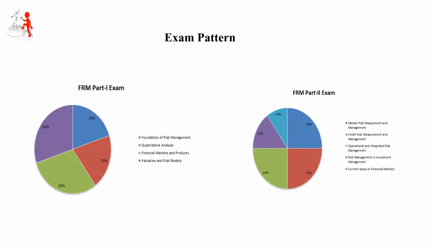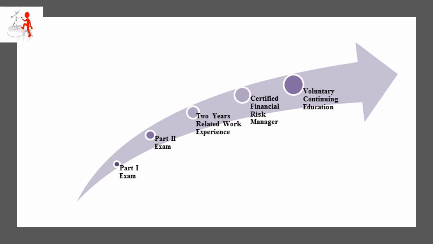Here you can see the structure of the FRM exam part wise. This is part 1 and this is part 2. In part 1 we have 4 papers and their weightage is given in this pie chart. And for part 2, we have 5 papers and their weightage is given in this second pie chart. This is an overall view of how you can become a certified financial risk manager. You'll have to pass the part 1 exam, then clear your part 2 exam, then you'll need 2 years of related work experience, then you'll be a certified financial risk manager, and then further you can voluntarily continue your education.